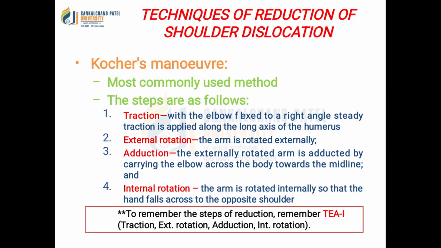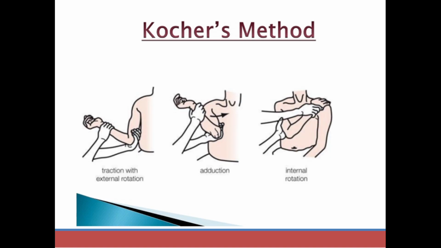To remember these steps, we have one shortcut, that is TEAI. Traction followed by external rotation followed by adduction followed by internal rotation. This image shows the steps for the Kocher's method.